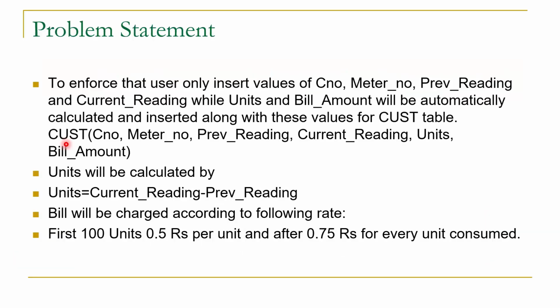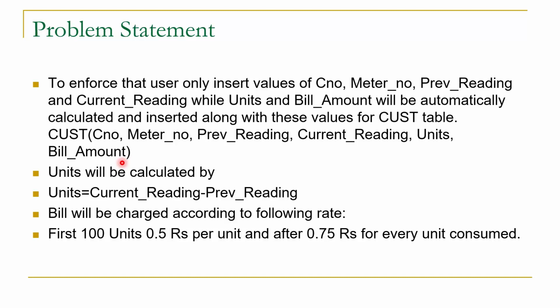In this assignment, we have to write a trigger on the customer table. This customer table has 6 columns: c_number, meter_number, previous_reading, current_reading, units, and bill_amount. During the insert statement, the user will supply the value of 4 columns, that is c_number, meter_number, previous_reading, and current_reading. The value of units and bill_amount will be calculated by the trigger.